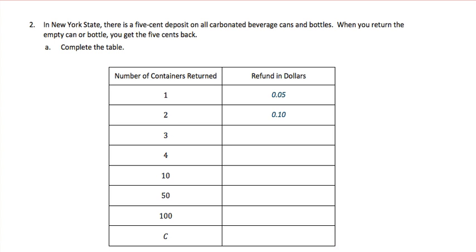If it were 2, we would get 10 cents. 3 would give us 15. 4 would give us 20 cents. Watch your table. 10 is going to give us 50 cents. 50 will give us $2.50. 100 will give us $5. And C would be 5 cents times C. Remember, always in dollars.